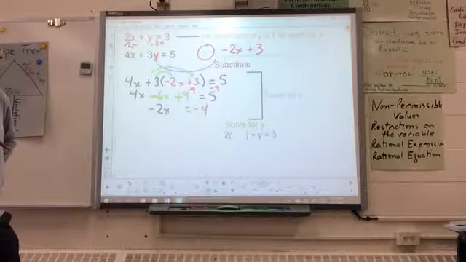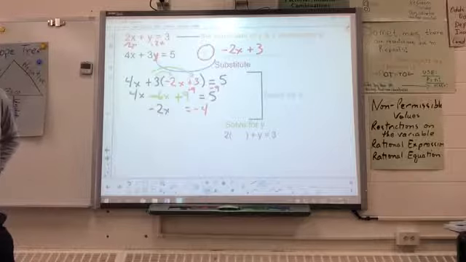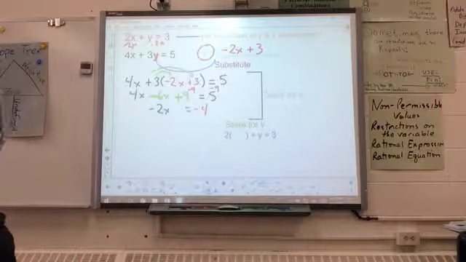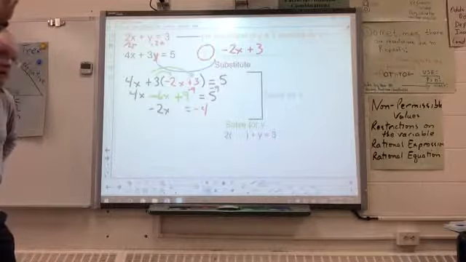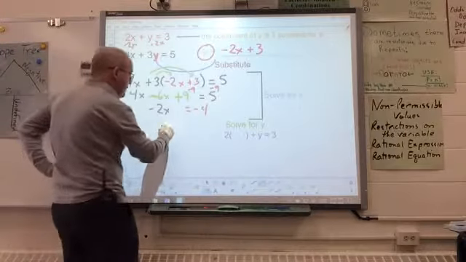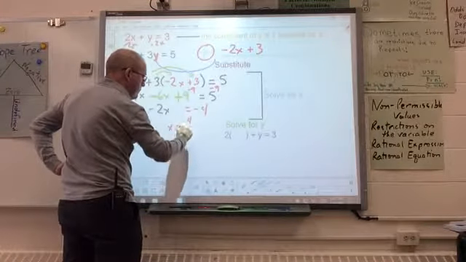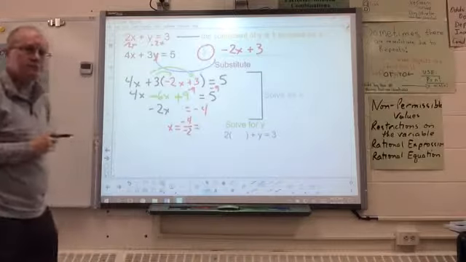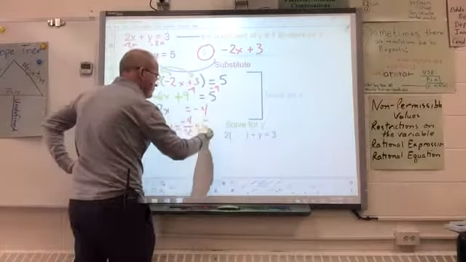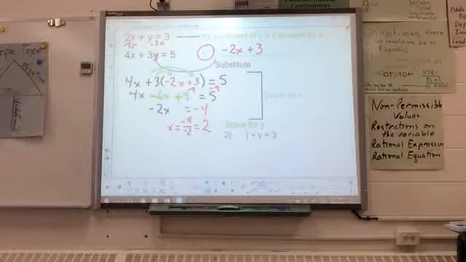Which form are we trying to do here? We're trying to simplify so it's x equals. Divide by 2. Negative 2. You get x equals? Which is? Plus 2, I think. All right. So, if x is 2.